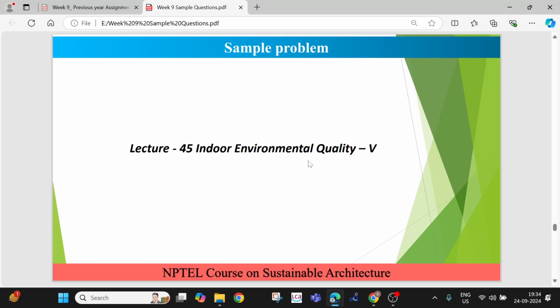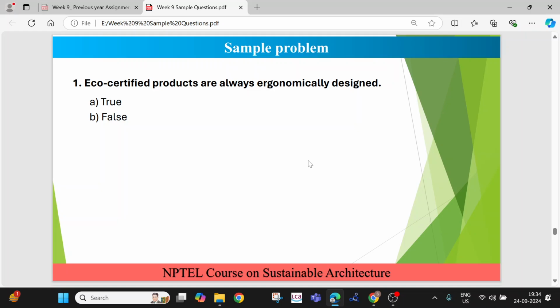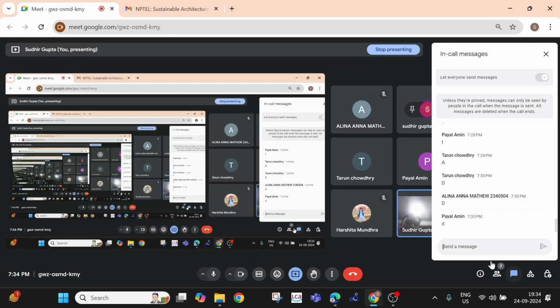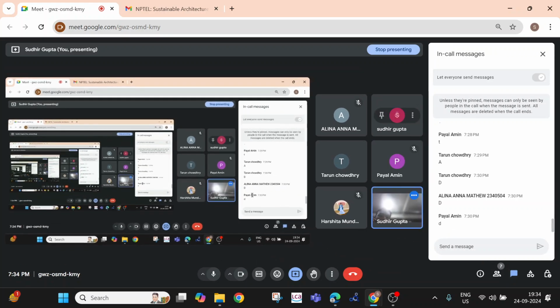Fine. So let's move to the last phase of the sample problems, where we will be solving 10 questions from lecture 45, indoor environment quality part 5. So here is the first question. Try to answer this question. Eco certified products are always ergonomically designed. Is it true or false? So as I can see, most of you are saying it is false.